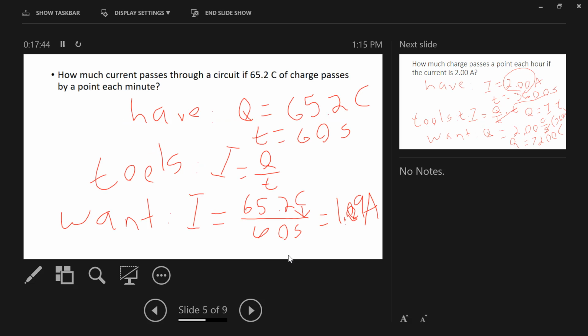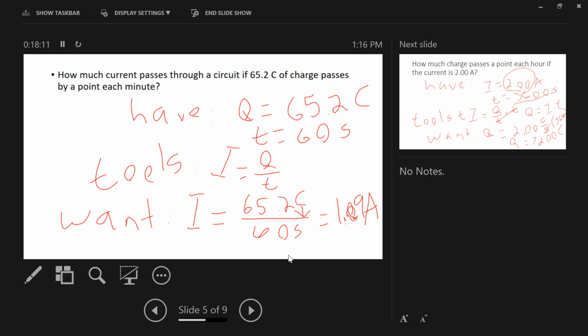All right. So the first question we're going to deal with is this one. How much current passes through a circuit if 65.2 coulombs of charge passes by a point every minute?